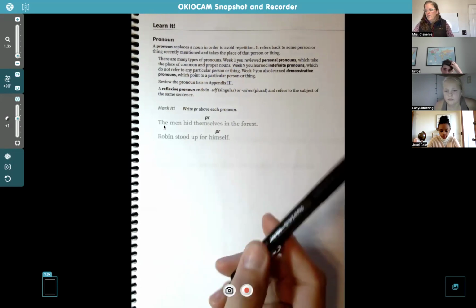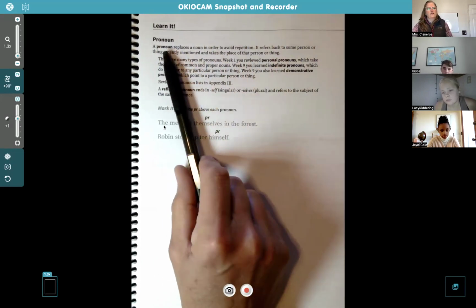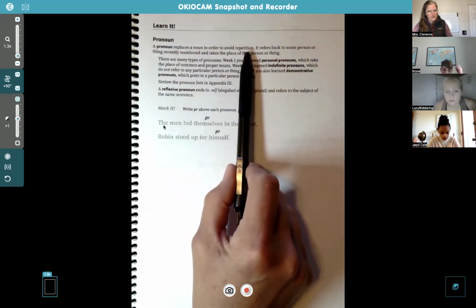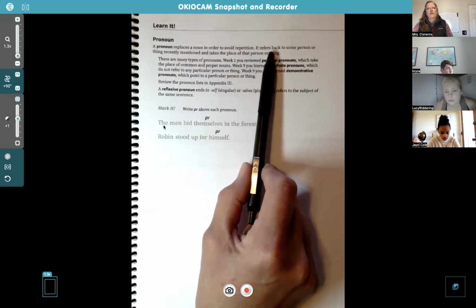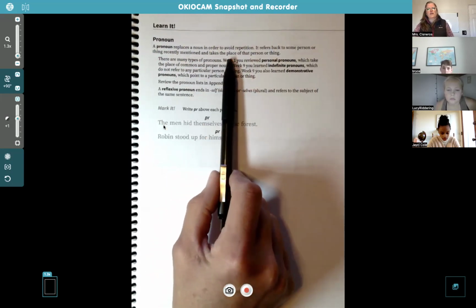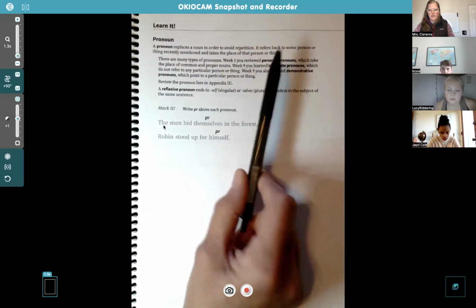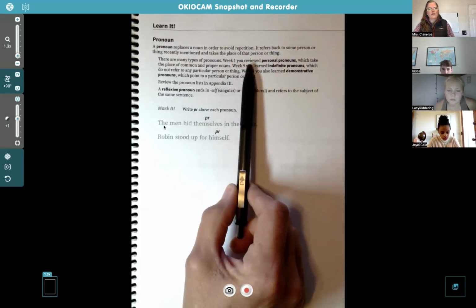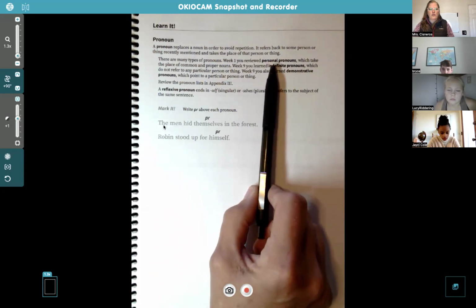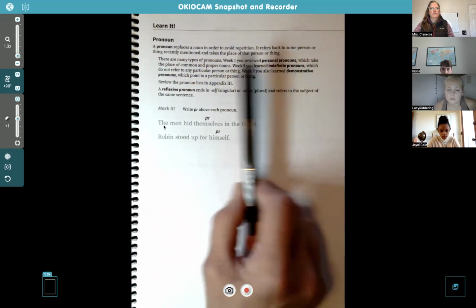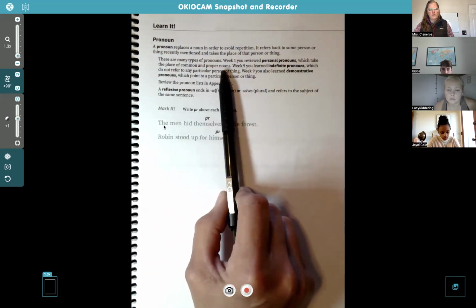So remember, I'm just going to read this first sentence here where it says a pronoun replaces a noun in order to avoid repetition. It refers back to the same person or thing recently mentioned and takes the place of that person or thing, which is basically the noun. There are many types of pronouns. In week 1, way back at the beginning of this book, you learned about the personal pronouns, which are the ones I just mentioned, which take the place of common and proper nouns.